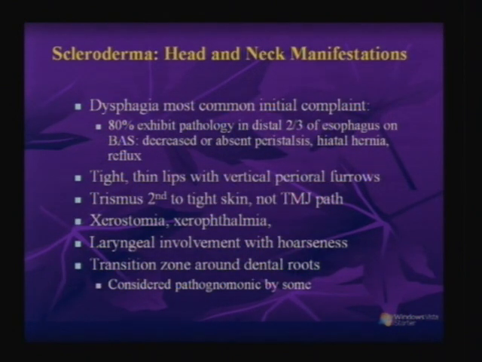Now coming to the symptoms, in the head and neck, dysphagia is the most common initial complaint in systemic sclerosis. 80% exhibit pathology in the distal two-thirds of the esophagus on barium swallow, with decreased or absent peristalsis, hiatus hernia and reflux. These patients have tight thin lips with vertical perioral furrows, and trismus secondary to tight skin and not due to temporomandibular joint pathology. There is xerostomia and xerophthalmia, that is, dryness. Laryngeal involvement is there with hoarseness. Widening of the periodontal space around dental roots is considered a very important sign to diagnose the disease.